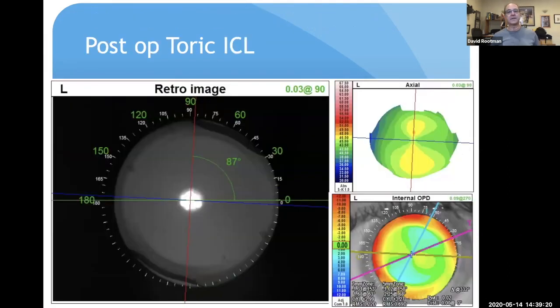Now, here's an interesting case. I didn't have an IOL picture to show you, but this is an ICL. And this was a patient who had myopic toric ICLs in both eyes. And in one eye was spot on 20/20 and amazingly happy.